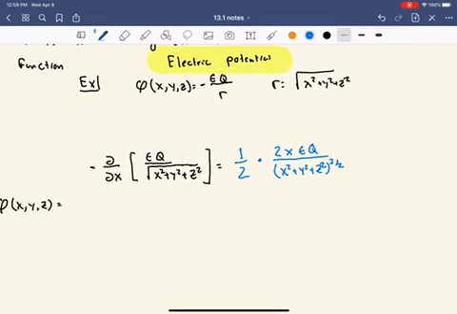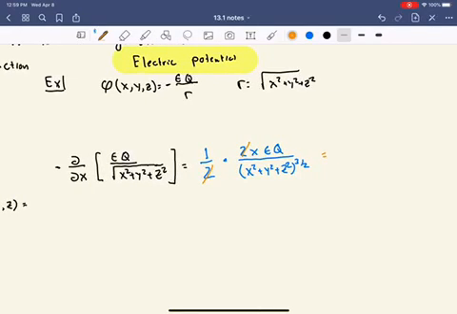Now, the 2's are going to cancel. Okay, so this becomes epsilon q over, now x squared plus y squared plus z squared to the 3/2. Well, that's r to the 3rd, right? So that's r to the 3rd. And then we're going to have an x.